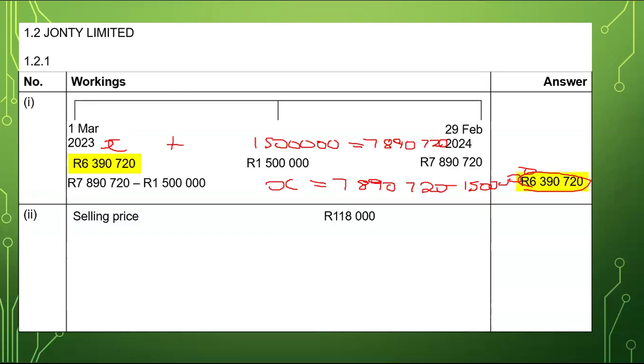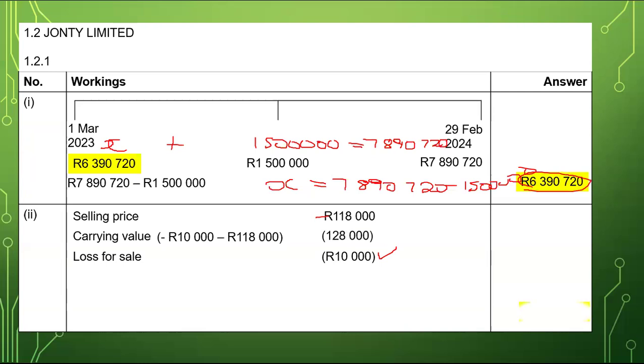What is the method again? The method will be selling price, which was given to us. We don't have the carrying value, so I'm going to put a question mark on that. And they gave us a loss of 10,000 Rand, which I'm going to put in brackets. Now, for me to get the question mark, I'm going to take this and minus what I've added. It will give me carrying value. So I'm going to say minus 10,000 minus 818,000, and it will give me the carrying value, which will be 128,000. That's how you will get it. 2 marks for that.